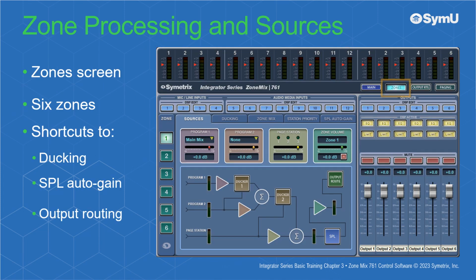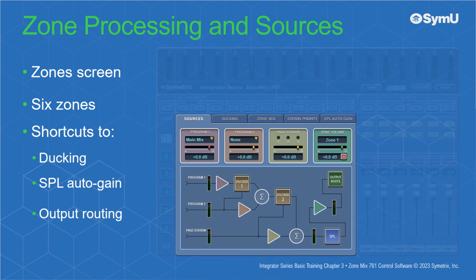Zone DSP processing is accessed by pressing the Zones button. There are 6 total zones, each with its own independent processing. The Zone Source tab allows input and ducking source selections for each of the 6 zones: page station volume, and zone mutes. The signal flow diagram provides 1-button shortcuts to the ducking tab, SPL auto gain tabs for zones 1, 2, and 3, and the output routing page.